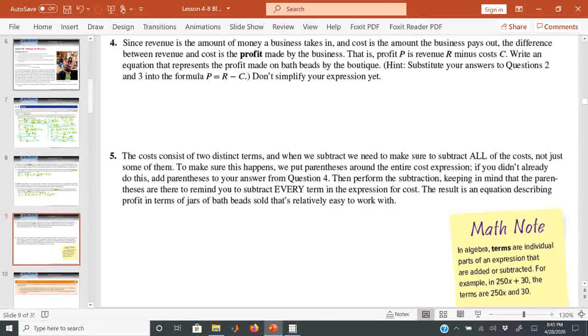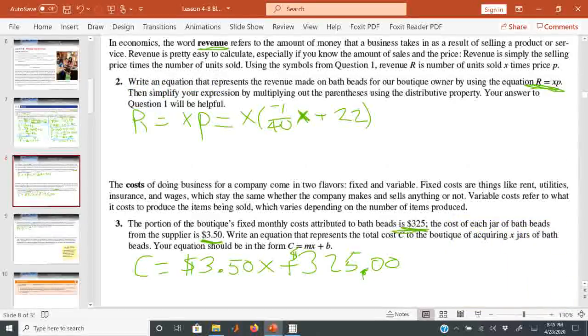Okay. So, P equals R minus C. We have an equation for revenue. We have an equation for cost. We're told not to simplify our equations yet. I'm going to go back to question 2. I didn't complete question 2. It says simplify your expression by using the distributive property. I thought we were going to do that later.